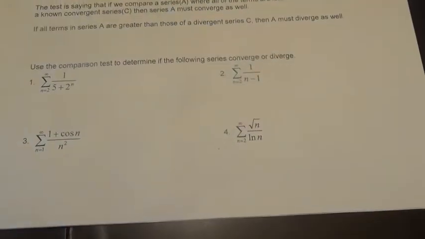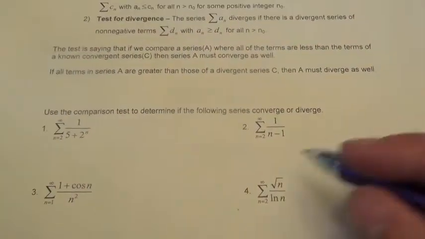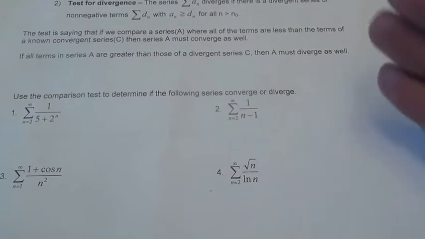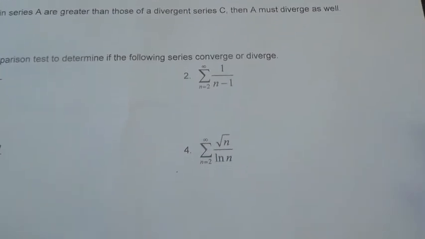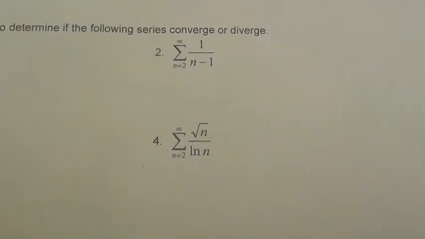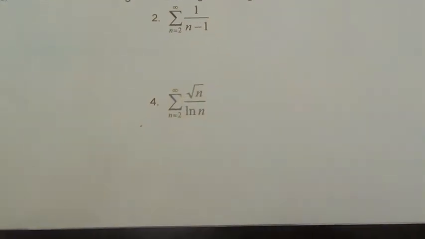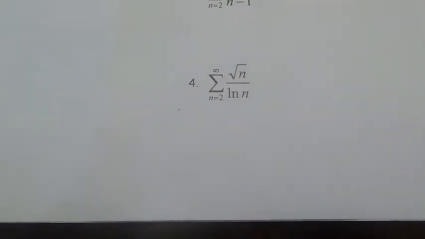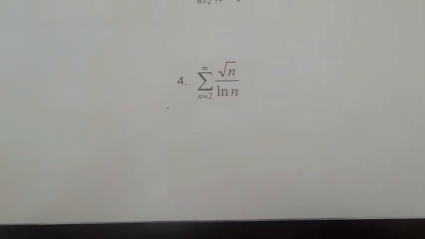So number 4, if you go to that one, all of our old tests still pop up in terms of how we would do a question like this. The first thing we are always doing whenever we're doing one of these problems is making sure that it passes the nth term test. If it does not pass the nth term test, then we know it's going to diverge. So that is still your first step.